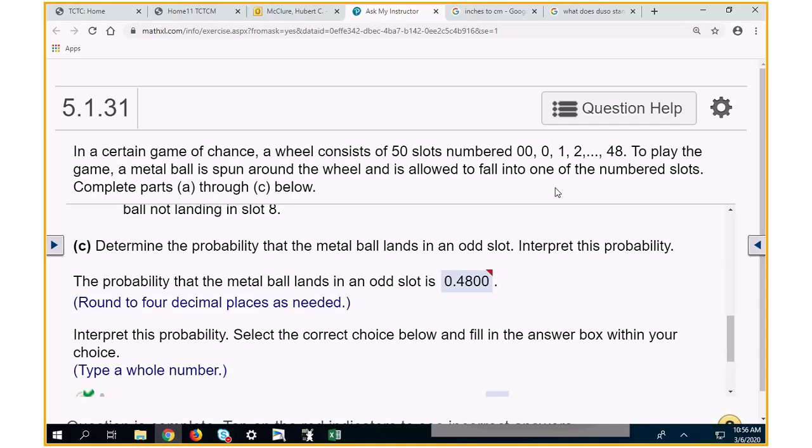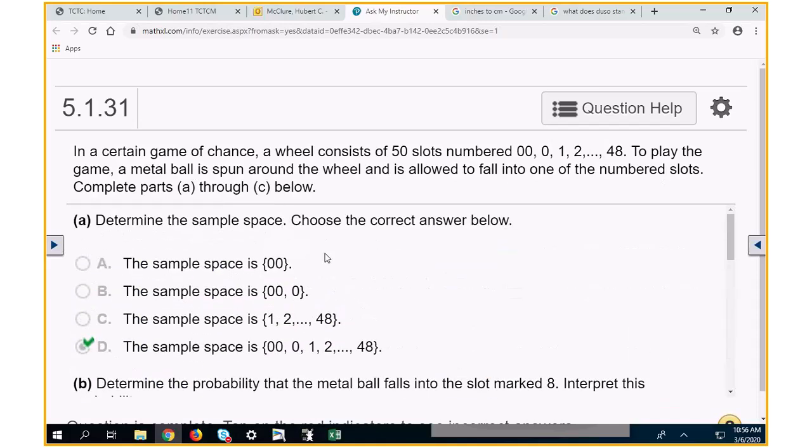In a certain game of chance, a wheel consists of 50 slotted numbers. This is a roulette wheel: 0, 00, 1 to 48. To play the game, a metal ball is spun around the wheel and is allowed to fall into one of the numbered slots. Determine the probability. Determine the sample space. Choose the correct one. The sample space is 0, 00, 1 to 48. So it's that one right there. You got to include all those numbers. Everybody with me?